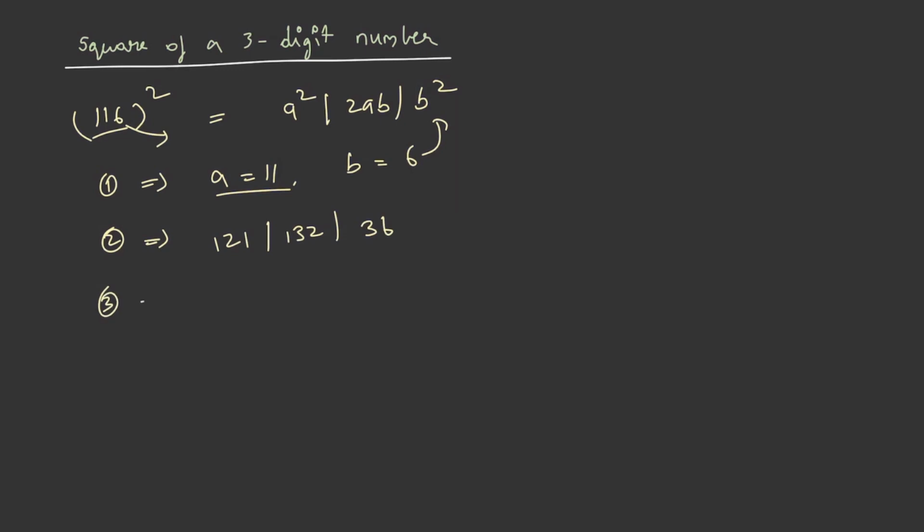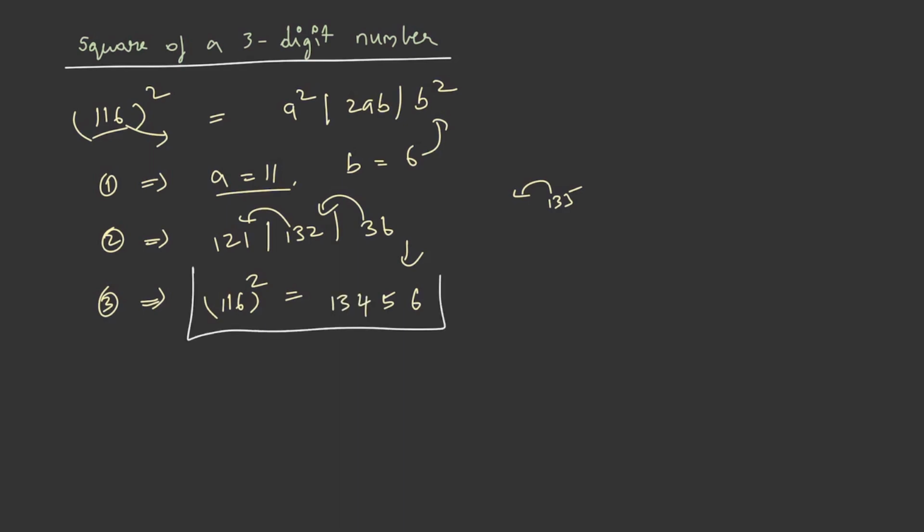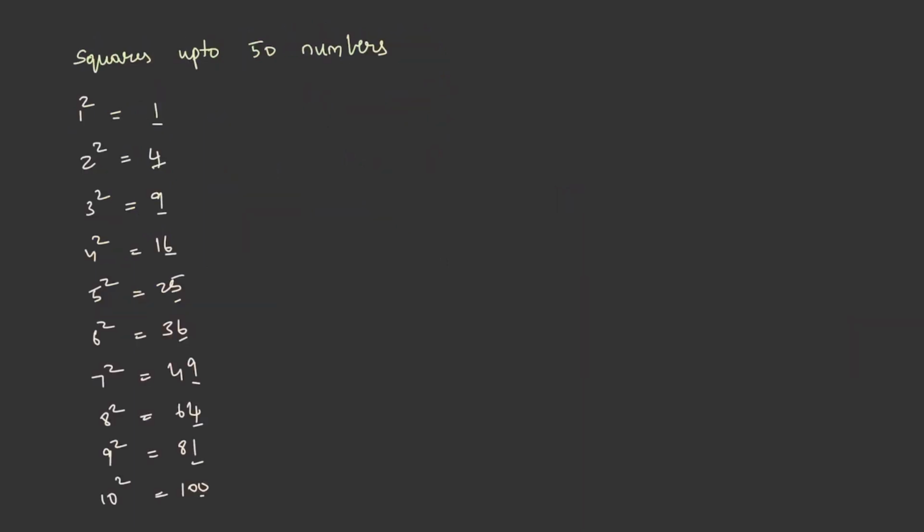Now the third step is similar to what we have done. 116 square will be equal to, take 6 as it is, add 3 to the previous column. You'll get 135, isn't it? So take 5 and add 13 to the previous column, and you'll get 134. So the square of 116 is equal to 13,456. Up to now, we have understood how to find the squares of a 3-digit number and a 2-digit number.